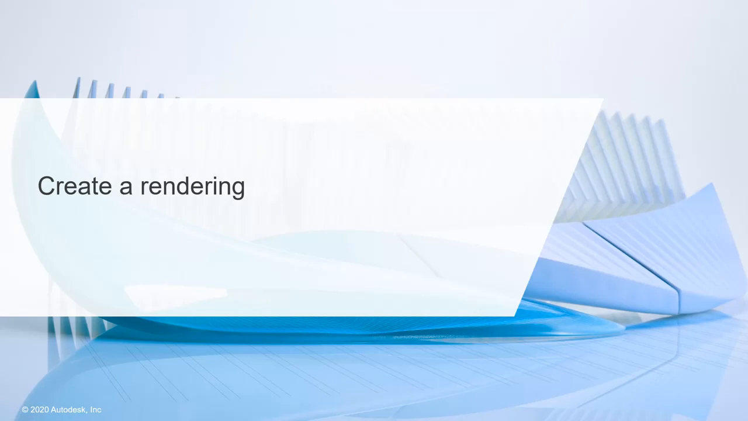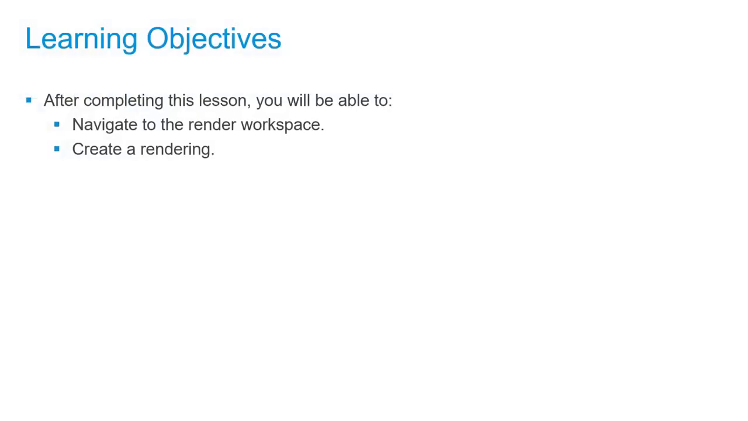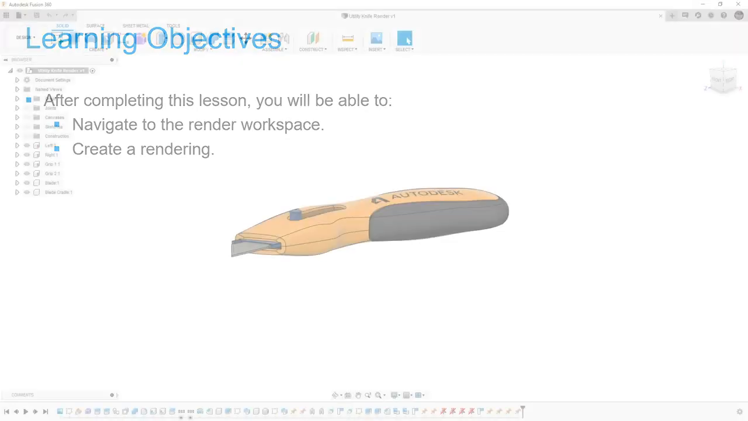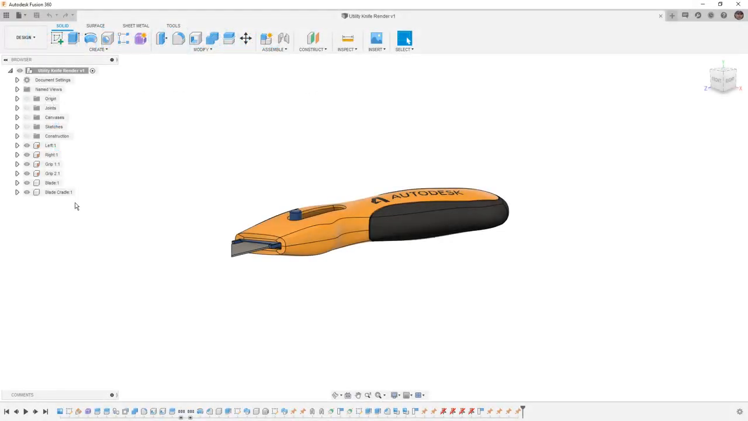In this lesson, we'll create a rendering. After completing this lesson, you'll be able to navigate to the render workspace and create a rendering. In Fusion 360, we're going to start with the design Utility Knife Render. We're going to move from the design workspace to the render workspace.